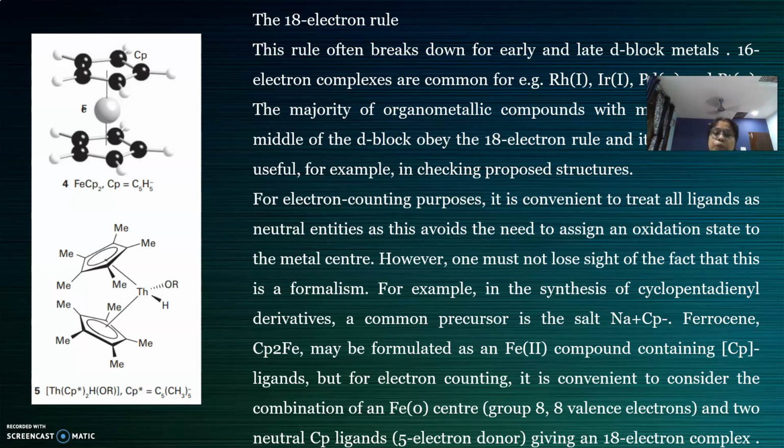But there are some exceptions also, where the complexes are found to be extremely stable even though they do not have 18 electrons. Now, how do we calculate the total number of electrons in a particular organometallic compound? For that, we have to go through two procedures.